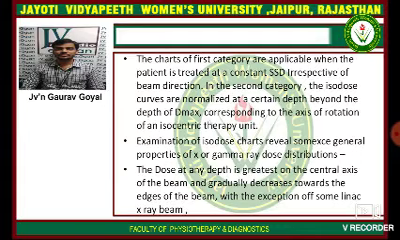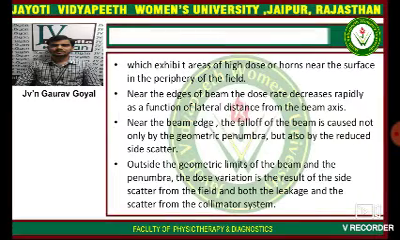Examination of the isodose chart reveals some general properties of X or gamma ray dose distribution. The dose at any depth is greatest on the central axis of the beam and gradually decreases towards the edge of the beam, with the exception of some LINAC X-ray beams, which exhibit areas of high dose, or horns, near the surface in the periphery of the field.